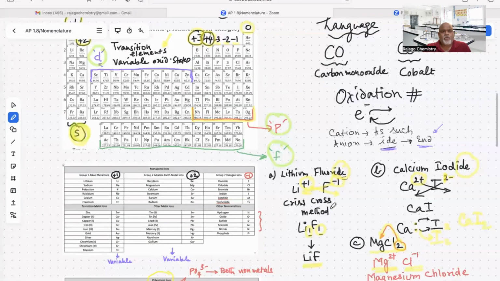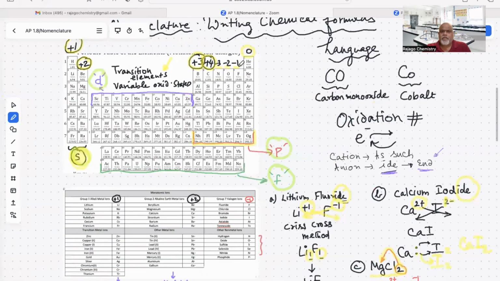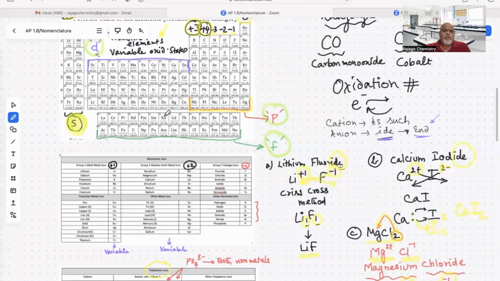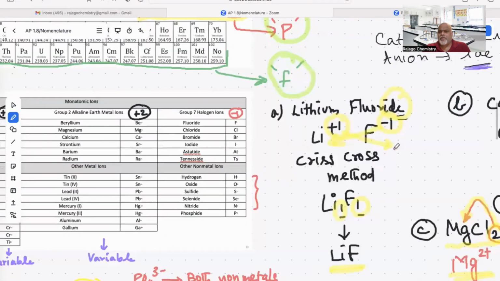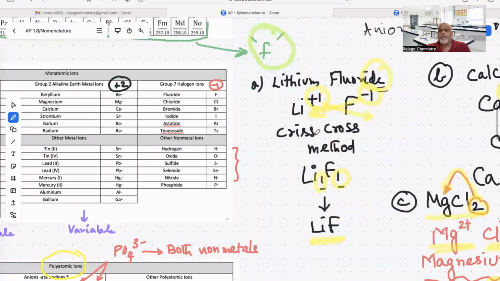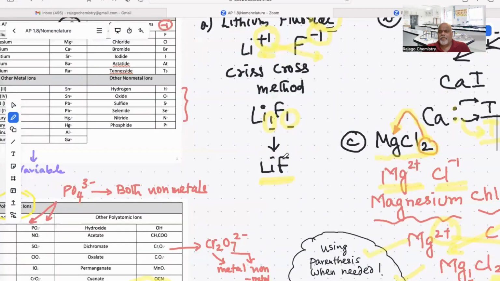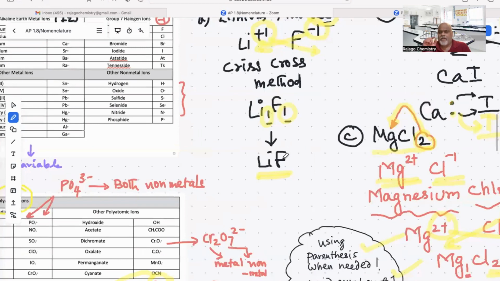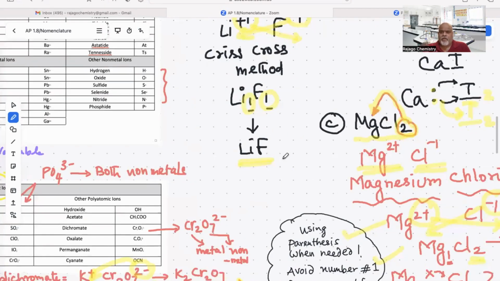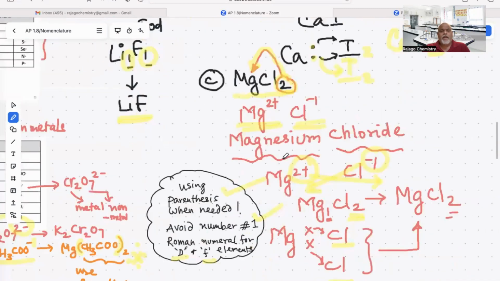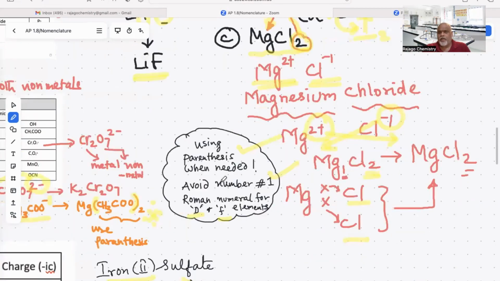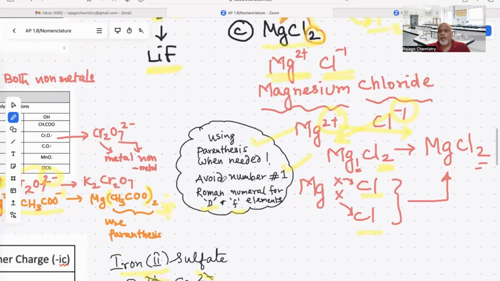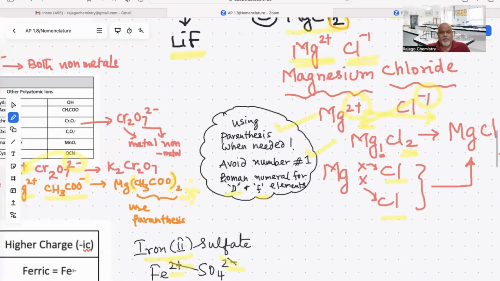And you should know the oxidation numbers, the standard oxidation numbers, and there are variable oxidation numbers. Simply use the standard oxidation numbers, do the crisscross, and write the final formula of the chemical formula. You can use the parenthesis only when needed. You can avoid number 1. And then the Roman numeral has to be added for all the transition elements.